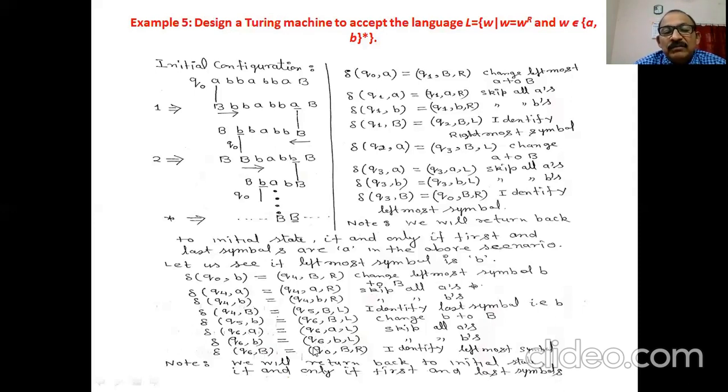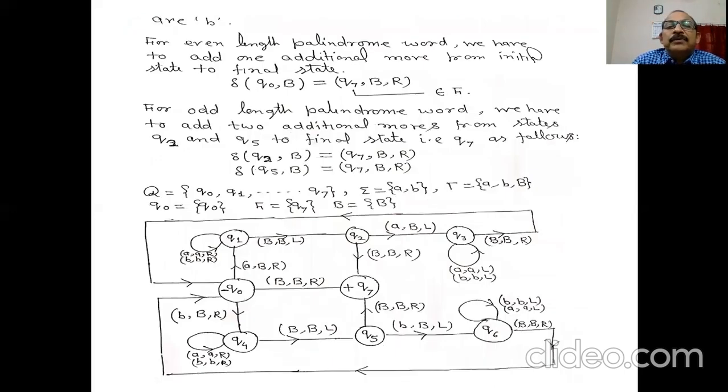If blank B is encountered, machine goes to the initial state, replaces this B by B and moves in the right direction. And this transition function identifies the leftmost symbol. At this time, you can see here is the A. Here you can see, not the A, again B. Now we will return back to the initial state if and only if the first and last symbols are B.